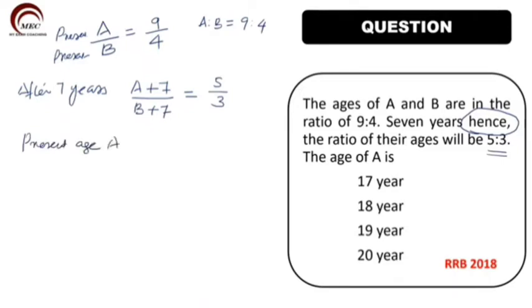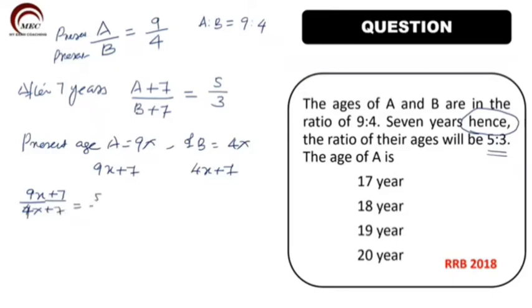Present age of A is 9x, and present age of B is equal to 4x. So after 7 years, it will become what? 9x plus 7, and this will become 4x plus 7. Now what is the ratio? 9x plus 7 by 4x plus 7 is equal to 5 by 3.